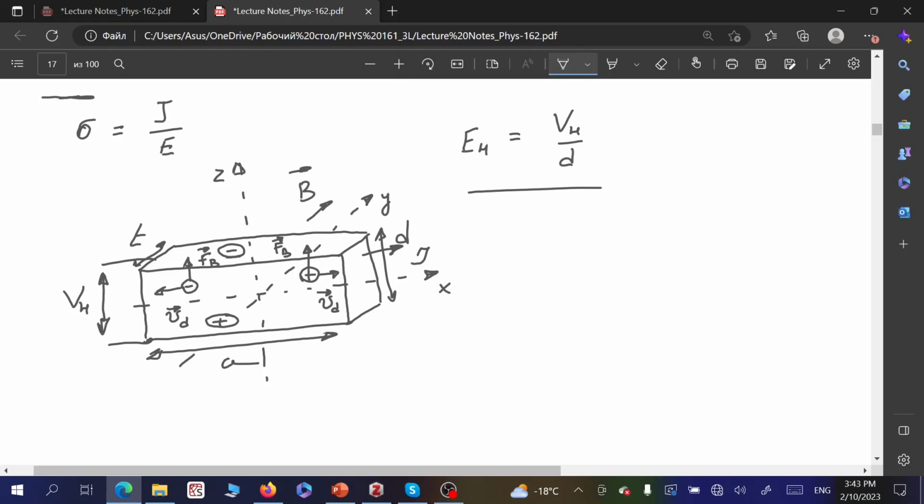So until when will this happen? There should be some point when the process of accumulating these negative charges at the edge of the sample will stop. Any suggestions?